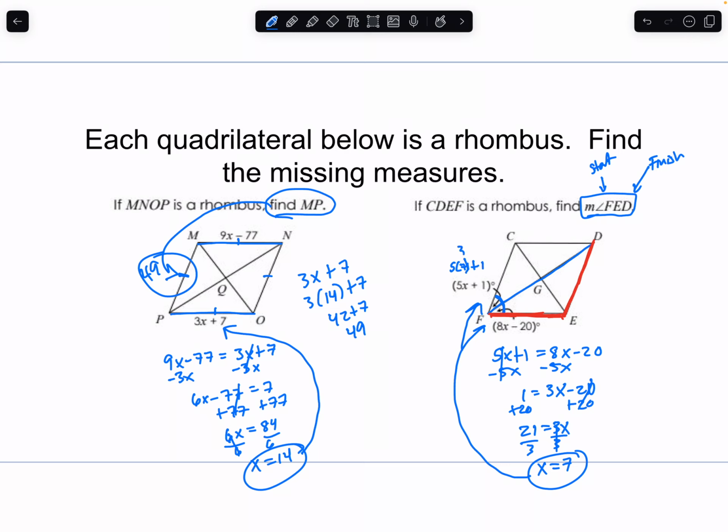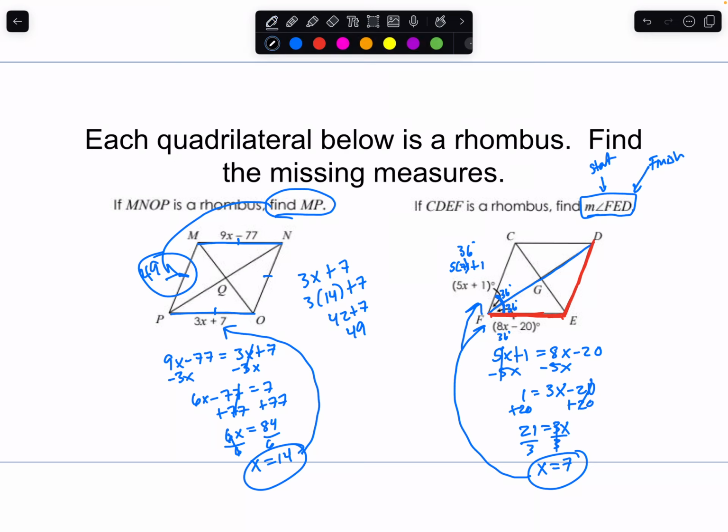35 plus 1 is 36 degrees. When I plug it in over here, I should also get 36 degrees, which tells me that this angle is 36 and this is 36. I can do this in several forms. Let's go back to the fact that this entire parallelogram adds up to 360 degrees. So, if this is 36 and 36, the total is 72 degrees.